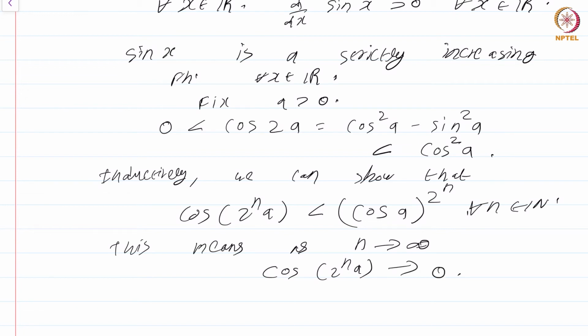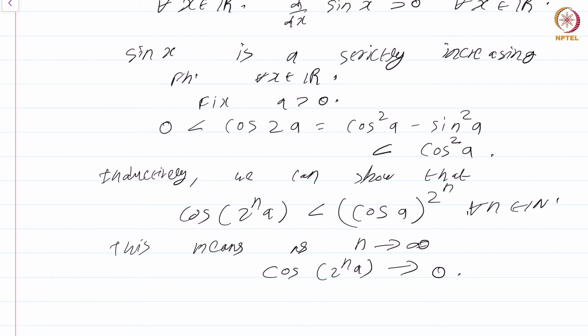Okay, this happens because we already know that cos a is definitely going to be strictly less than 1. Why do we know that cos a is going to be strictly less than 1 when a is greater than 0? Because sine is an increasing function. Sine a will be non-zero and positive, so cos a cannot be 1. Okay, so cos 2 power n a approaches 0.